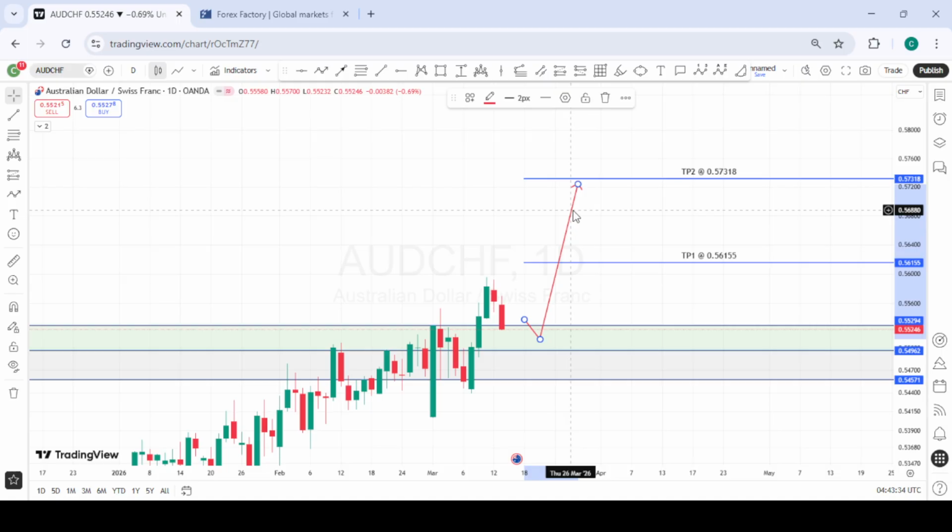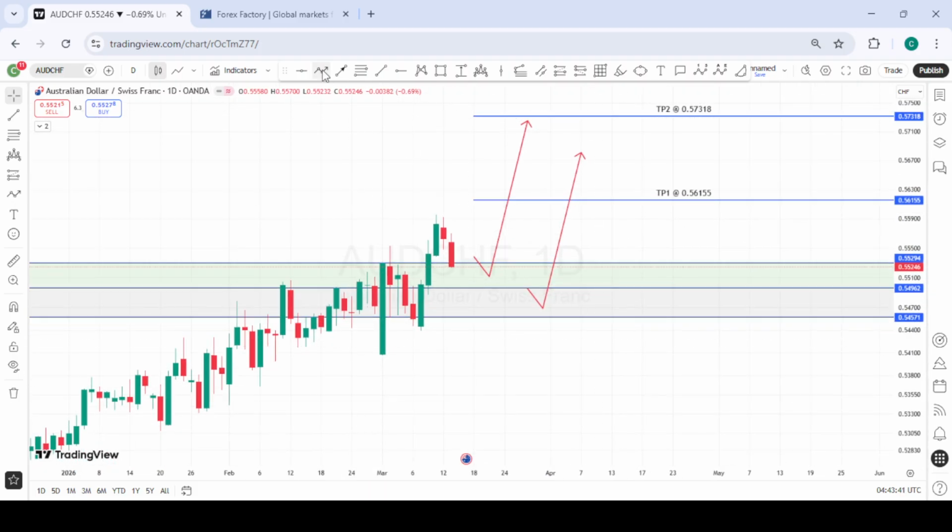Should price pull back to the second zone below, we'll be interested in taking the buys from here as well to the upside. But if price finds its way to shift structure or break this daily structure we have here, close below it and come for a retest, then we know that we have shifted bearish for AUDCHF.